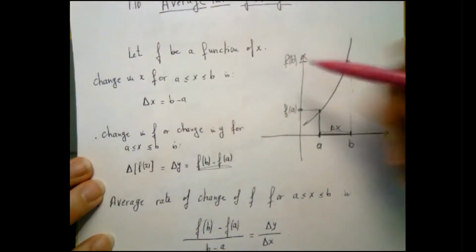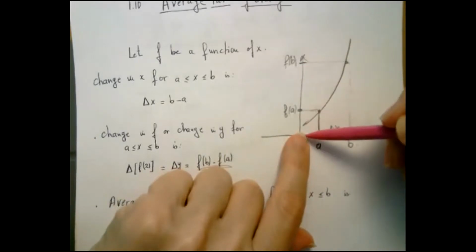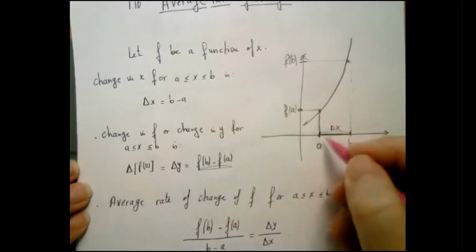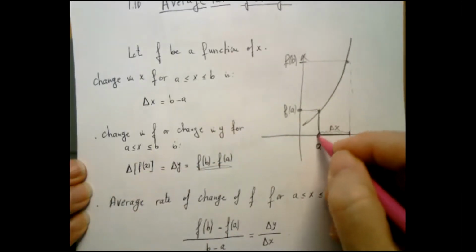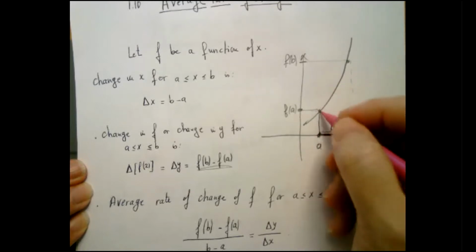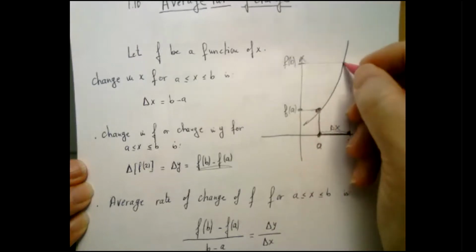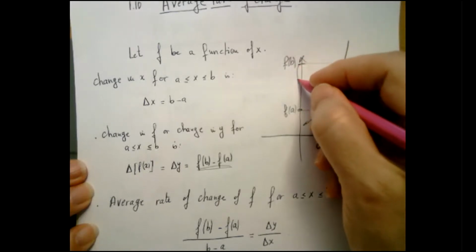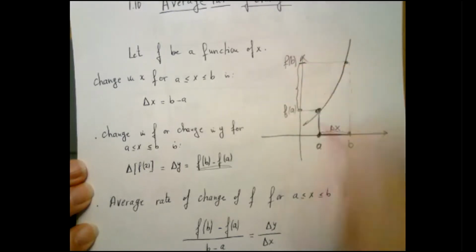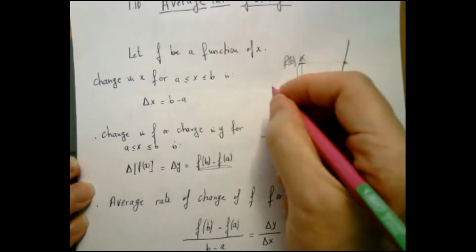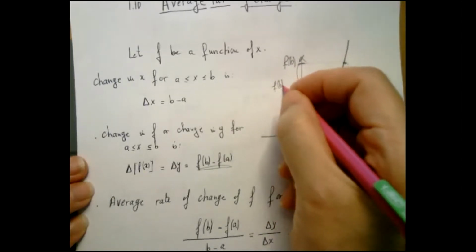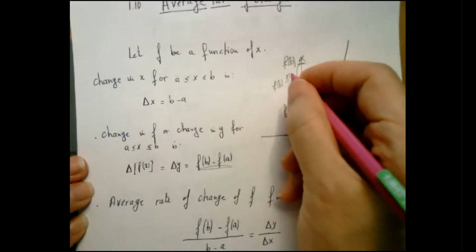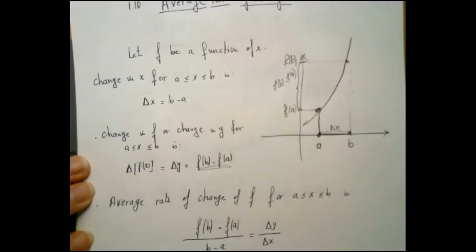When I am taking f of b minus f of a, so it means when the input goes from here to here, the output was here. And now the output is here. So f of b minus f of a on the graph is actually from here to here. That's f of b minus f of a. That's one way to see it. Okay, it's crucial to understand this picture.